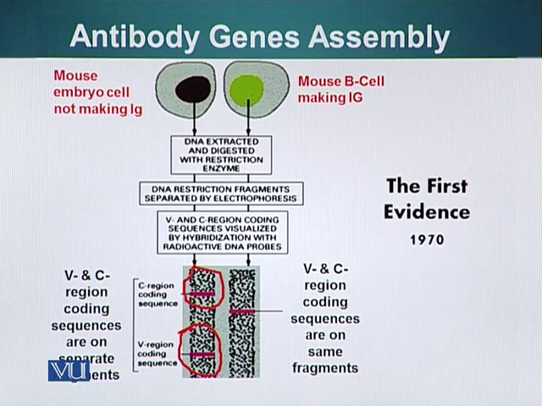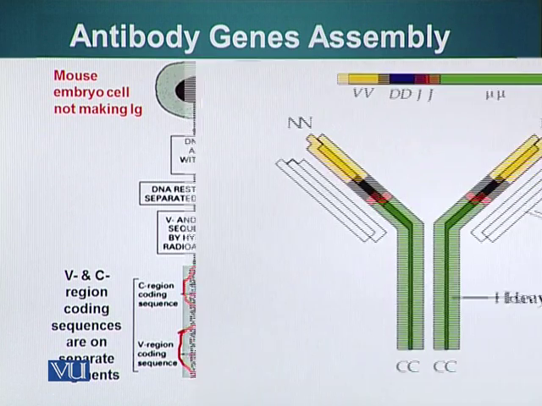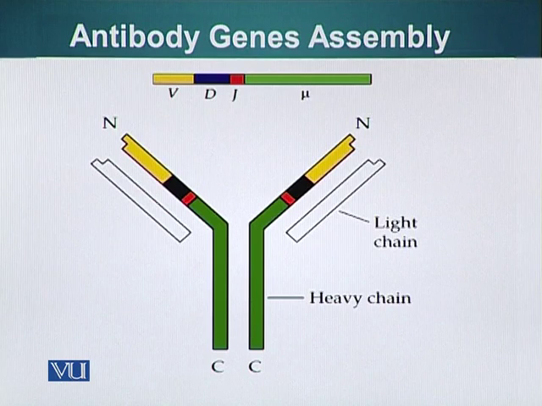However, when the DNA from a mouse cell which was making an Ig molecule, an immunoglobulin molecule, was examined, these two regions were present on the same DNA fragment, implying that somehow these fragments have been moved closer together. They have joined together. So now let's look at the molecular mechanisms of how that happens. First of all, let's see the antibody structure.